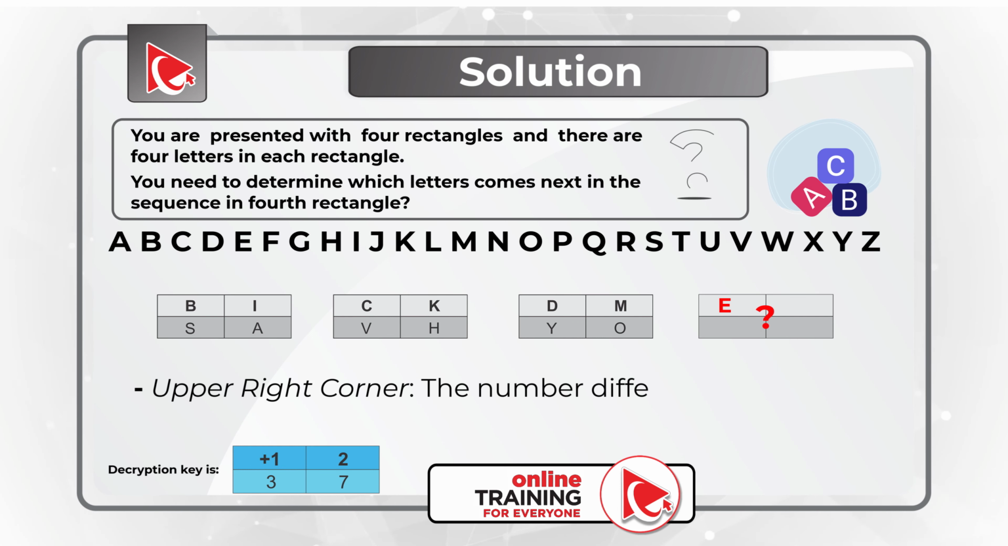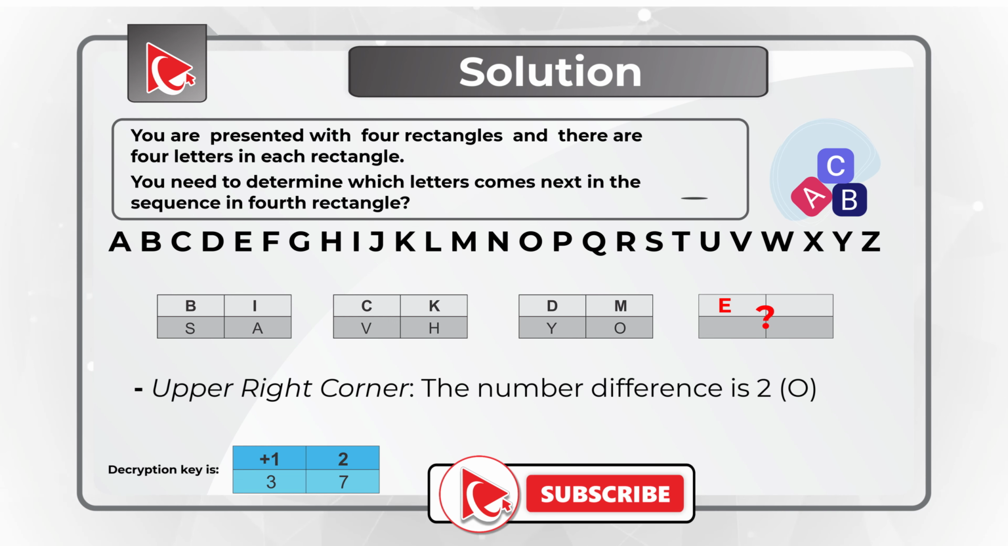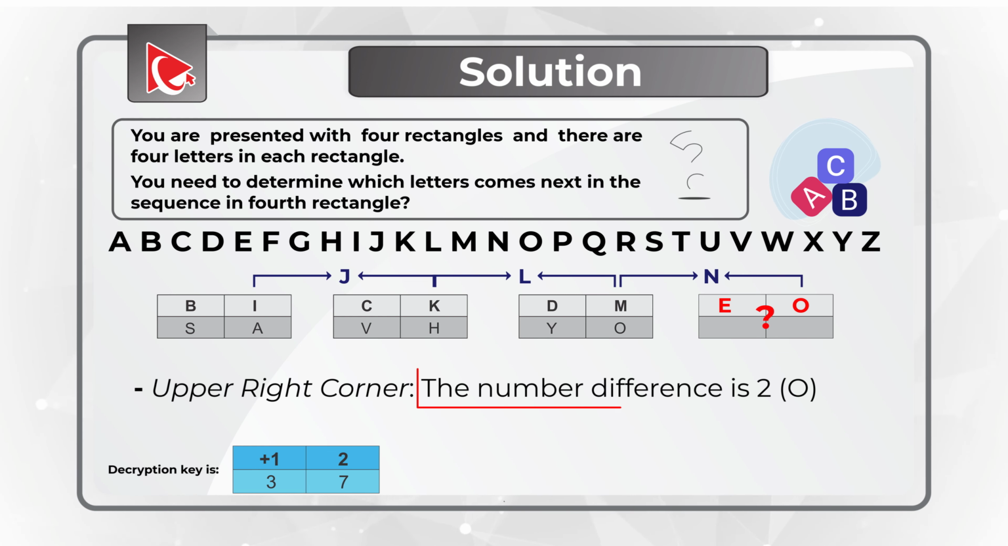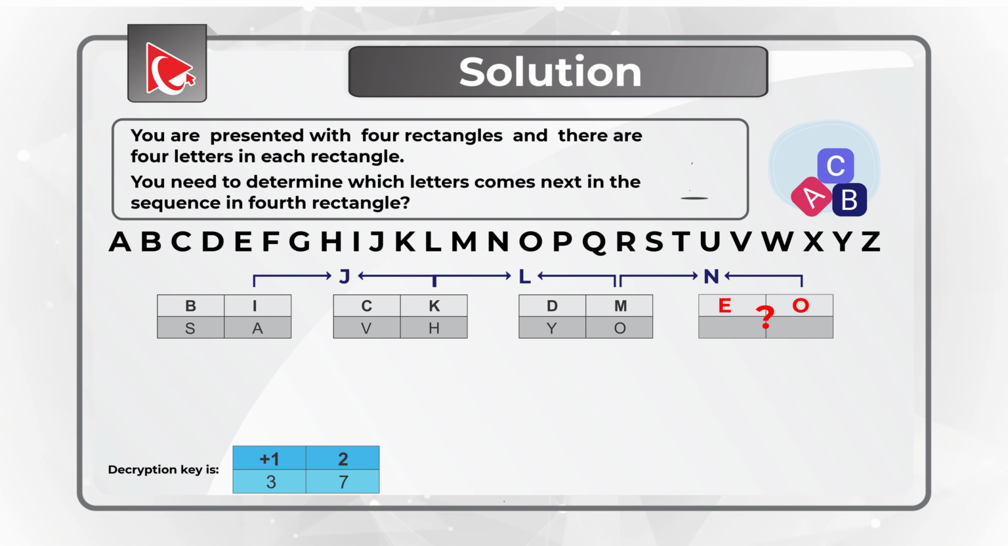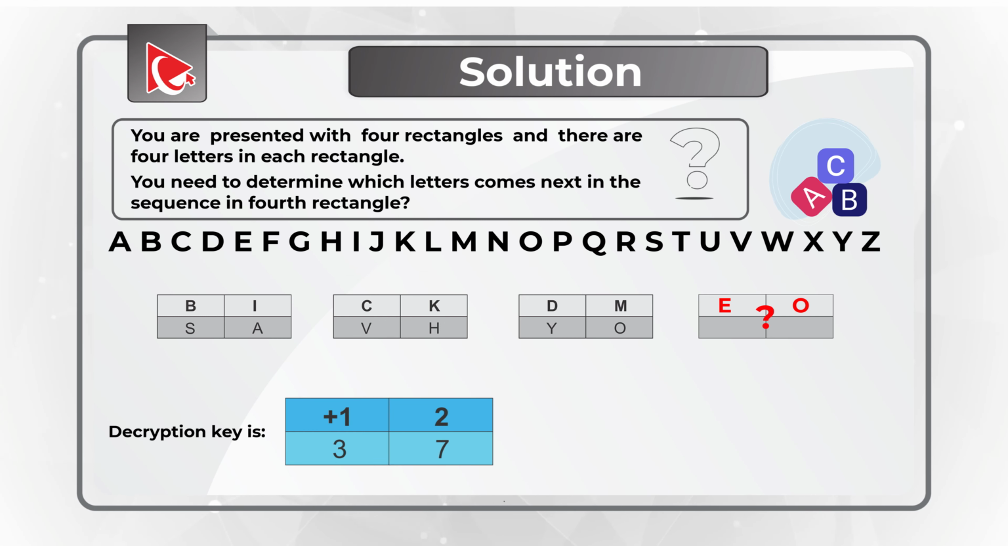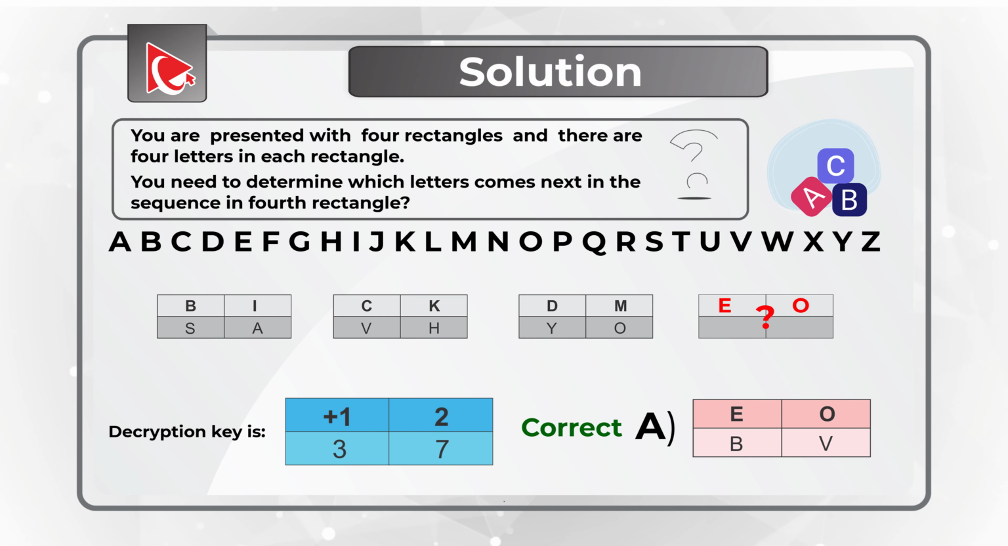And then you see that in the main sequence, the letters are I, K, and M. And if you know the English alphabet, H, I, J, which is missing K, L, next is M, and O, which means that the increment is 2, which matches the second number in our decryption key. If we look at the answers, we already know that the correct choice here is choice A, because the upper row letters are E and O only in this choice.